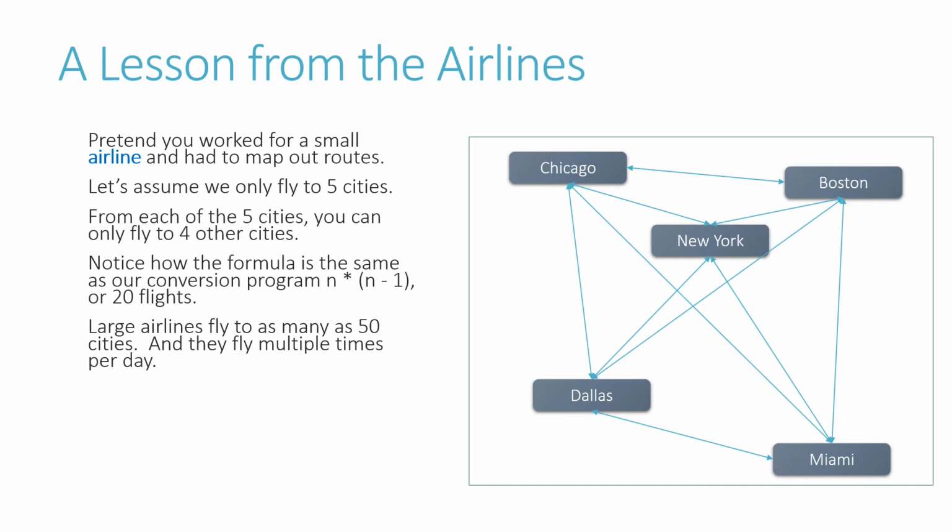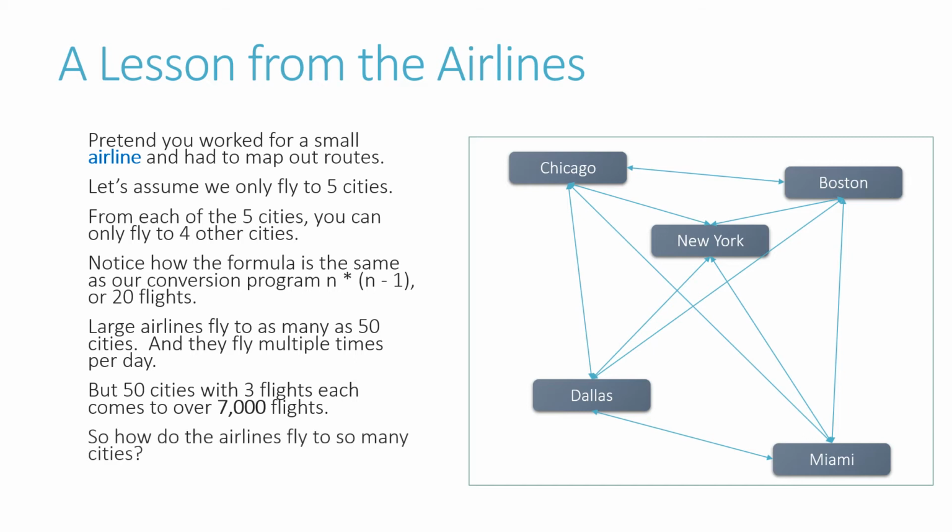In this case, 20. Well, we all know that large airlines fly to multiple cities, and they also fly there multiple times a day. Well, you'll notice doing this could lead to thousands of flights. Well, that would be impossible. So how do the airlines solve this problem?